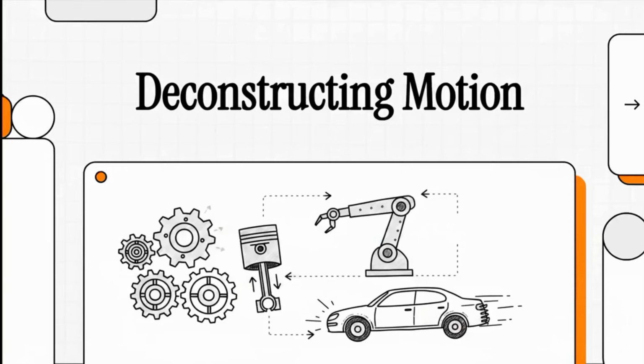Have you ever just stared at a really complex machine and thought, how on earth does that work? It looks like this crazy, complicated dance of parts. But what if I told you that underneath all that complexity, it's all based on a really simple set of rules? Well, today, we're going to pull back the curtain and deconstruct motion.